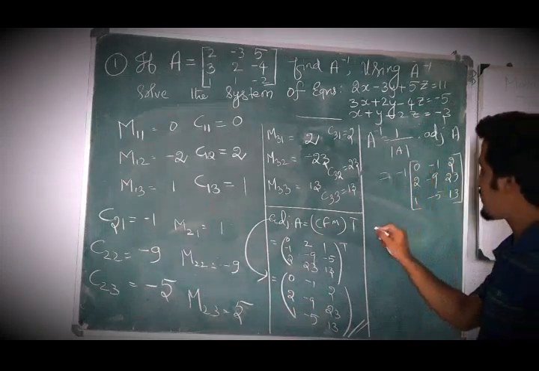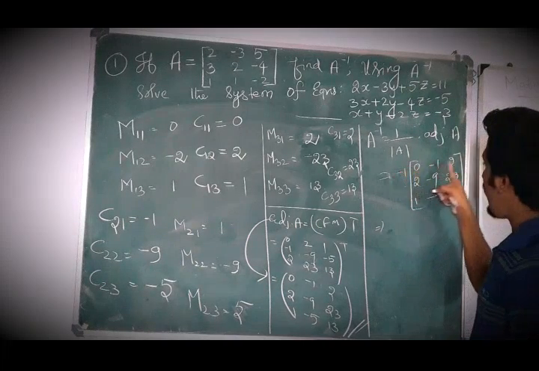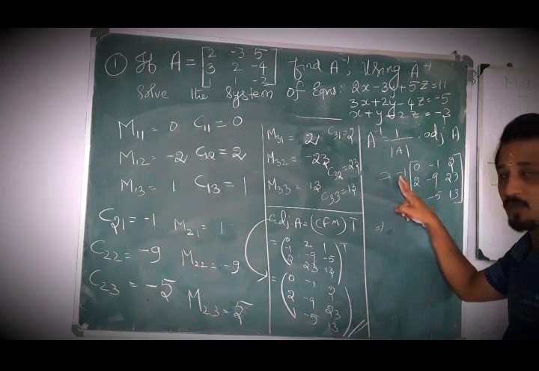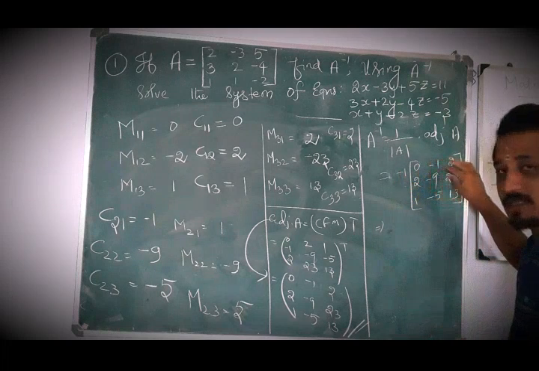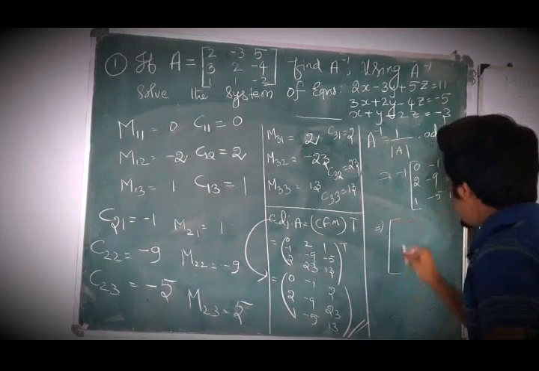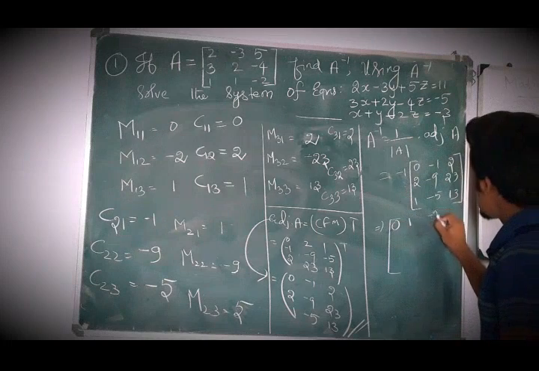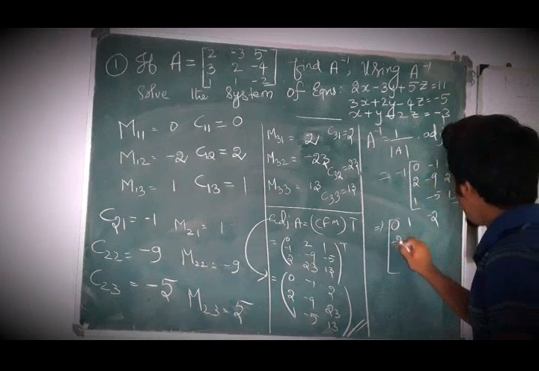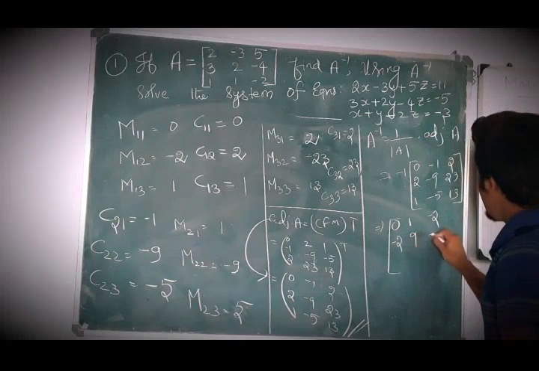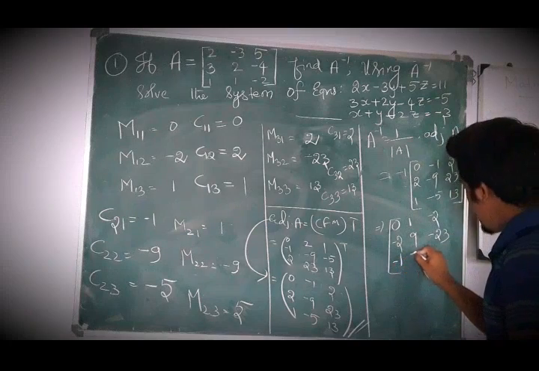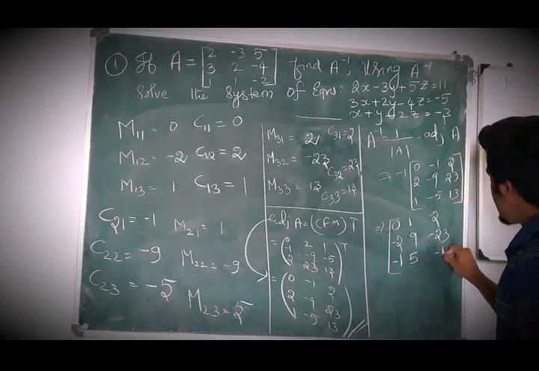This is scalar multiplication, right? So I have to multiply minus 1 with all the elements in the matrix. That is 0, minus into minus positive 1, minus 1 into 2 is minus 2, minus 1 into 2 is minus 2, positive 9, minus 23, minus 1, positive 5, then minus 30.